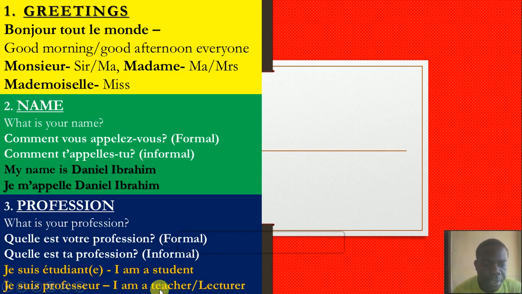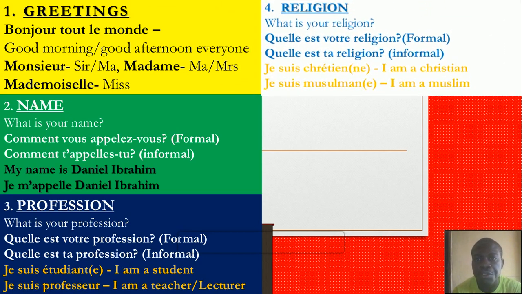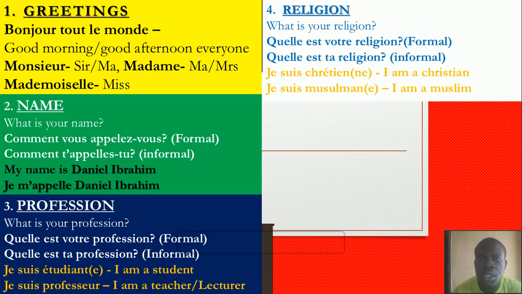Now, I am a teacher or lecturer. How do we say that? Je suis professeur. That's your profession. Very important. The next one, number 4, is religion. What's your religion? That's a nice question. And in a formal way, the best way to ask the question is, quelle est votre religion?